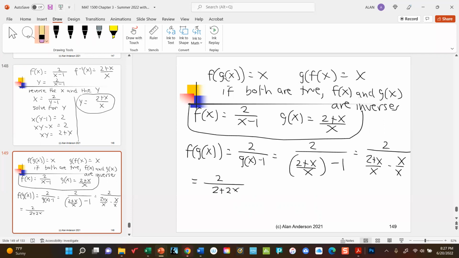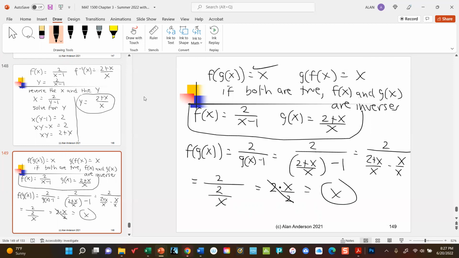When you consolidate these two into a single equation or a single ratio, 2 plus x minus x leaves us with 2. And 2 over x is the same as 2 times x over 2. Okay, so this condition has been met. Great, now let's do the opposite. Let's see what happens when we take g of f of x. And if we did everything correctly, that should result in an x.